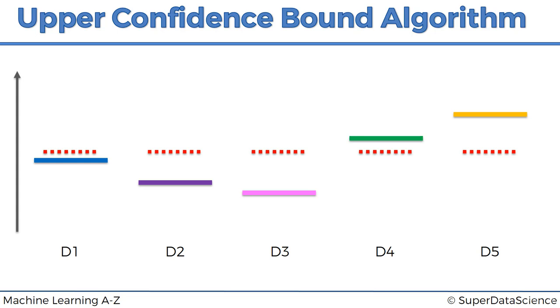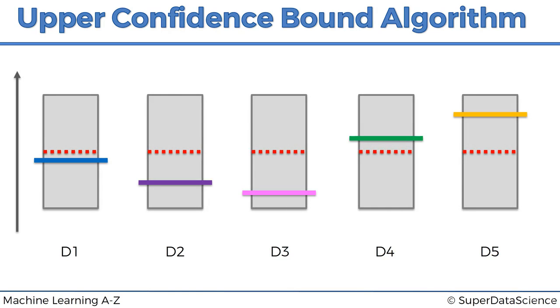Now, what the algorithm does is, those formulas that are behind the algorithm create a confidence band, and it is designed in such a way that with a very high level of certainty, that confidence band will include the actual return, or the actual expected return.